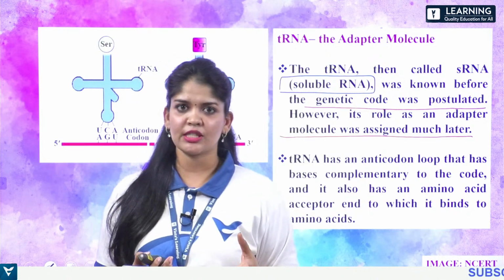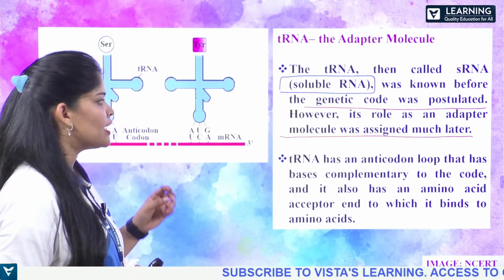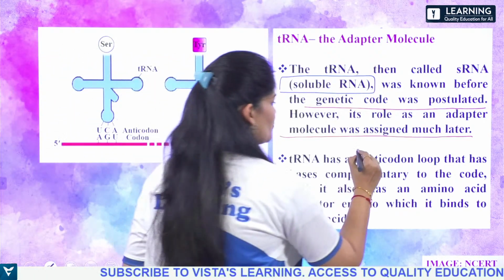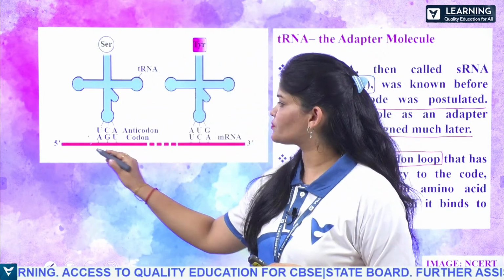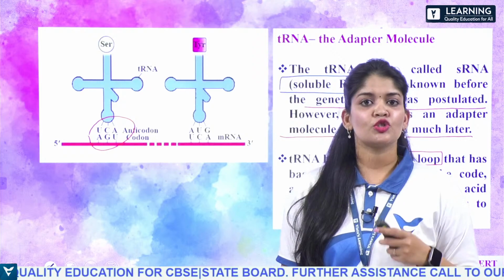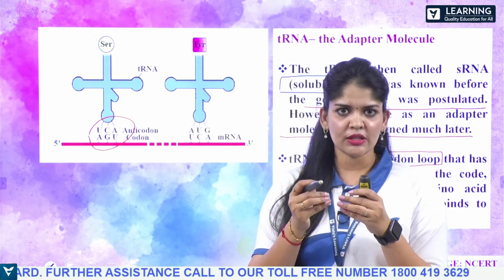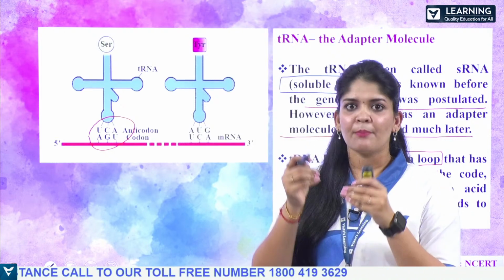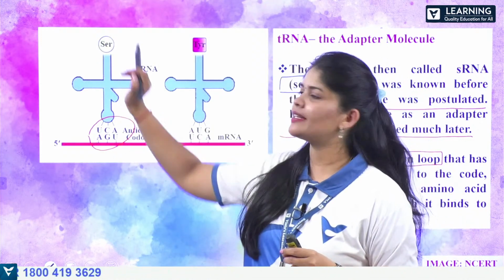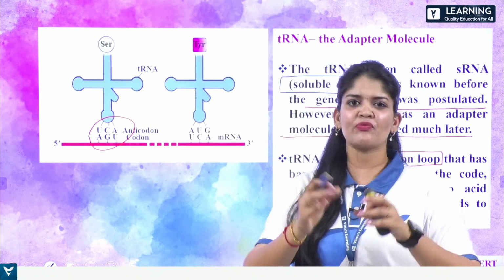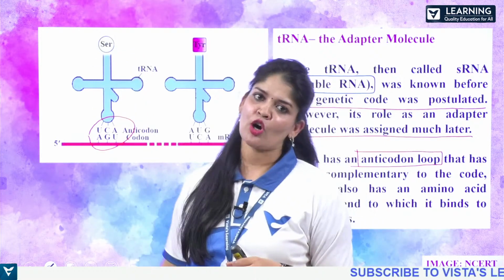Why have we given the name transfer RNA? Because it is transferring the amino acids from the pool to the site where the protein synthesis is happening. tRNA has an anticodon loop, which is useful to show the complementarity towards the codons which are present on the mRNA. And based on the codon which is present on the mRNA, by attaching with this anticodon, it is going to identify a specific amino acid, and that specific amino acid is going to bind to the other arm, the other loop of the tRNA.